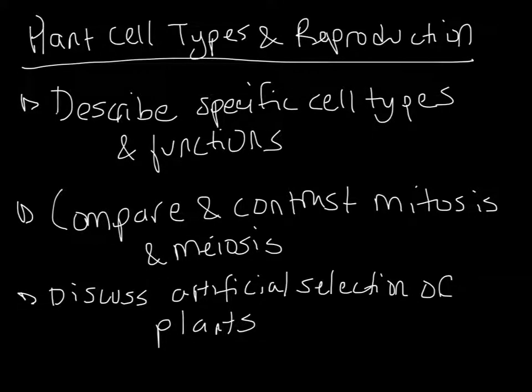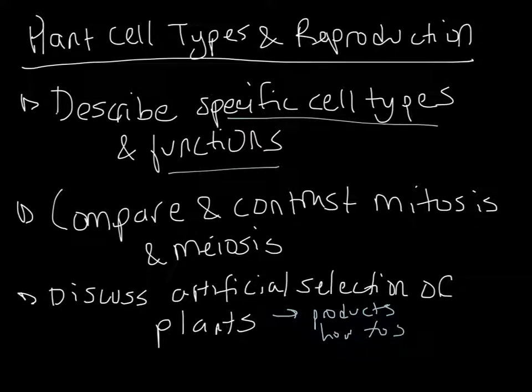So today we're going to talk about different plant cell types and specifically reproduction. This builds on last week. We're hoping to describe specific cell types, and this references your book, and especially their functions. We'll be talking about things like xylem and phloem and how these things might be affected by hormones. We'll also talk about comparing and contrasting mitosis and meiosis. This is especially relevant to reproduction. And lastly, we'll discuss artificial selection of plants, and talk a little bit about what the products and the how-tos of doing artificial selection are. So those are the goals for today.